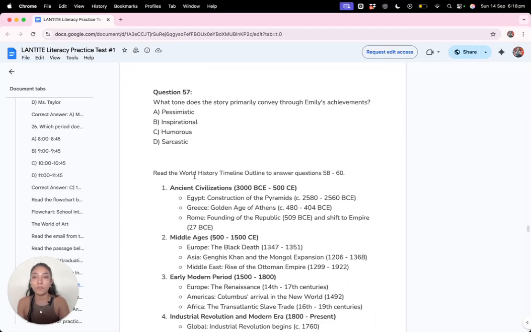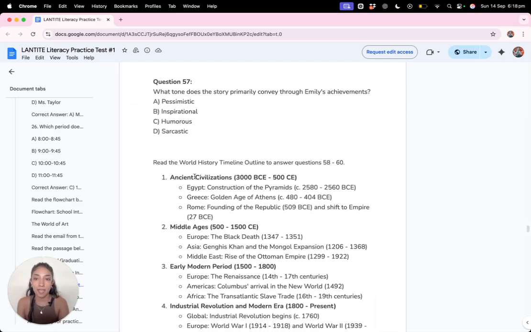Then we've got question 57. What tone does the story primarily convey through Emily's achievements? A, pessimistic. B, inspirational. C, humorous. And D, sarcastic. So we can see that through the tone of her story, it's quite inspirational. And that's because it focuses on Emily's journey from struggle to success, and it showcases her achievements and personal growth.